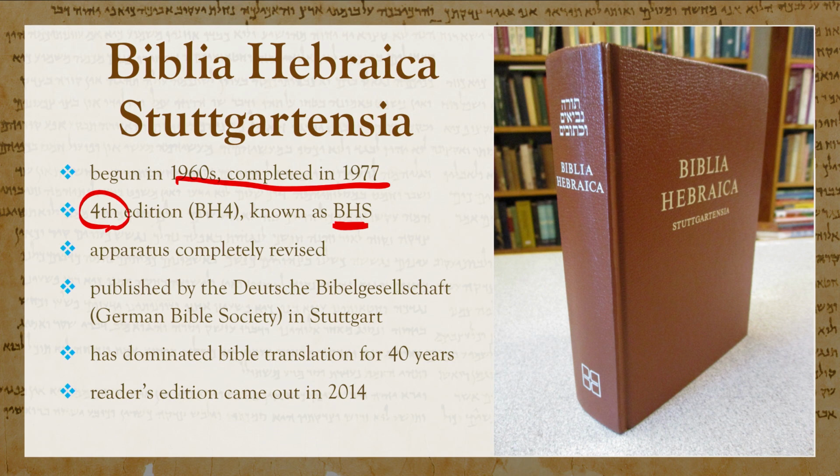Stuttgart is a city in Germany, so Biblia Hebraica Stuttgartensia just translates to the Stuttgart Hebrew Bible. The apparatus at the bottom was completely revised, and it was published by the Deutsche Bibelgesellschaft, and that's just the German Bible Society in Stuttgart. And it has dominated Bible translation for 40 years. They came out with a reader's edition in the year 2014.